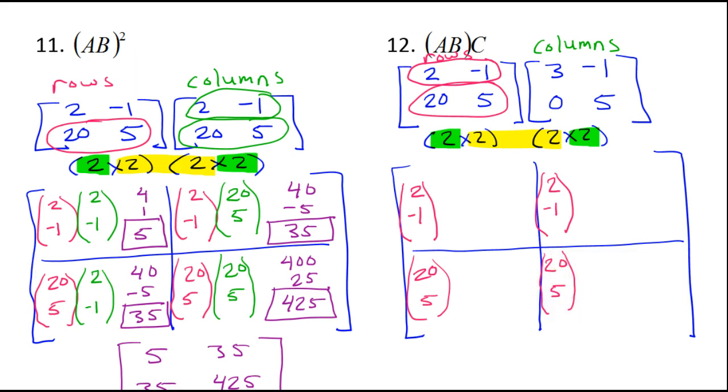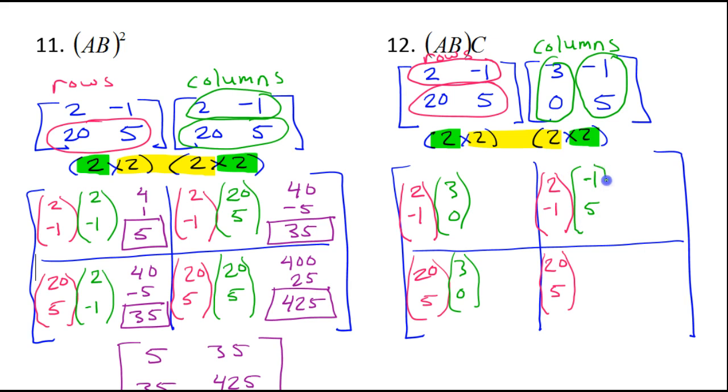Now let's talk columns. Column 1 will appear throughout column 1. So 3, 0 will appear here and here. Column 2 will appear throughout column 2. So -1, 5 will appear here and here.